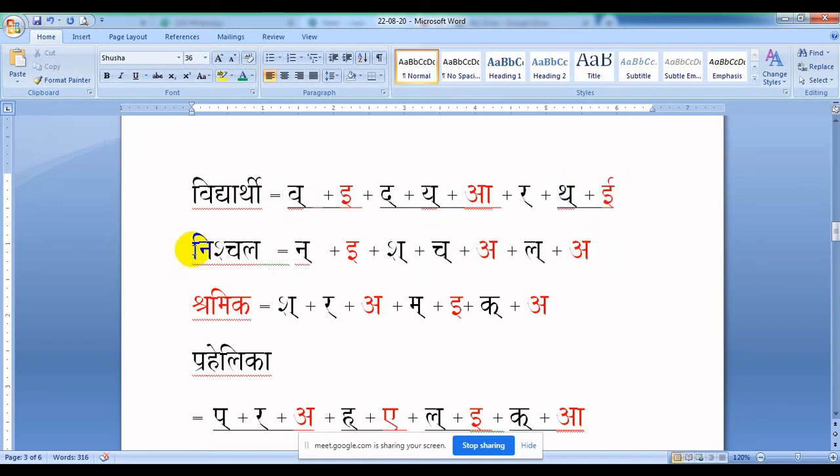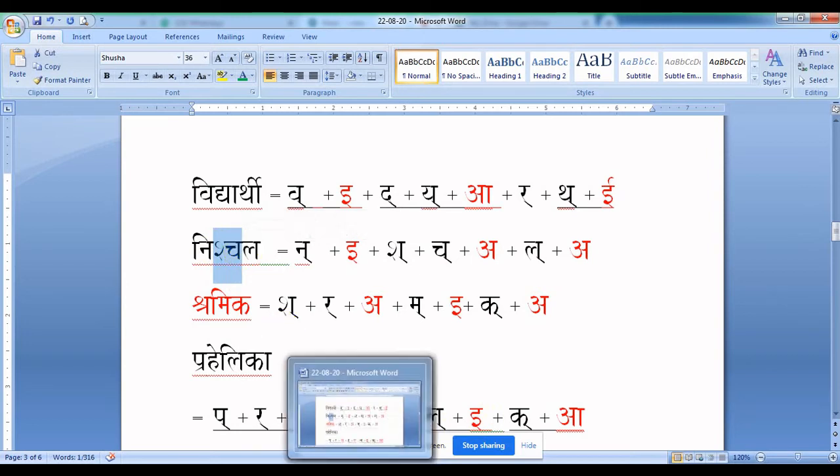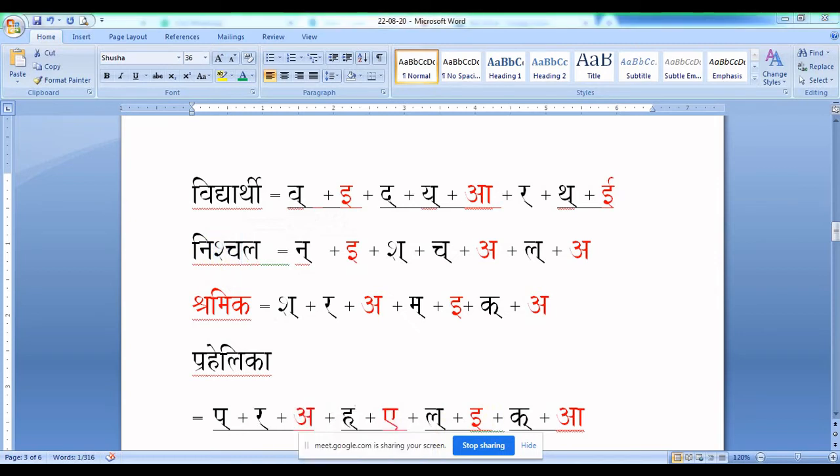Next we have nishchala. You can see nishchala. The first letter is ni, na plus e, ni, fine, short e, ni. Okay. Then you can check sha consonant, sha, then cha. So this is a mixed letter. In fact, sometimes it's written like this, cha. Students pay attention. Sha and cha can be written like this, and sometimes it can be written in a slightly different way. Last time also I told you.